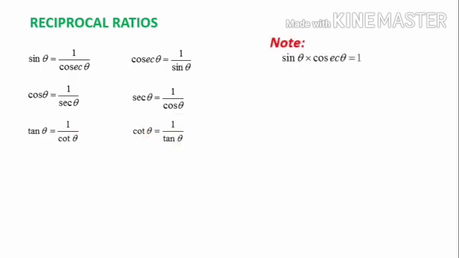There are some special formulas, that is sin theta into cosec theta is equal to 1, means when we multiply the reciprocals, sin theta and cosec theta, we can write cosec theta as 1 by sin theta. So sin theta into 1 by sin theta, when we cancel sin and sin, we will get the answer as 1. Similarly, cos theta into sec theta is equal to 1.